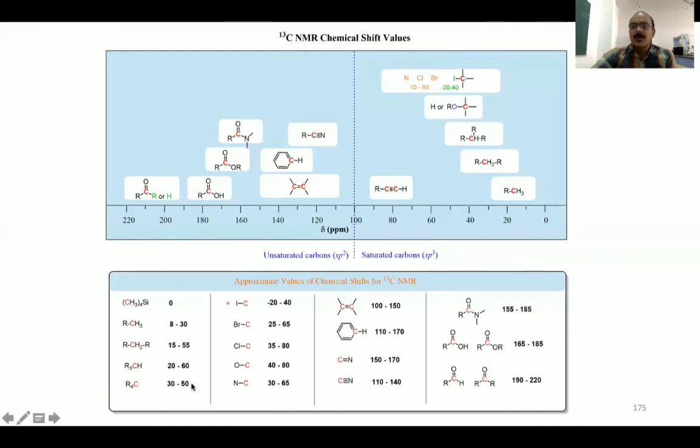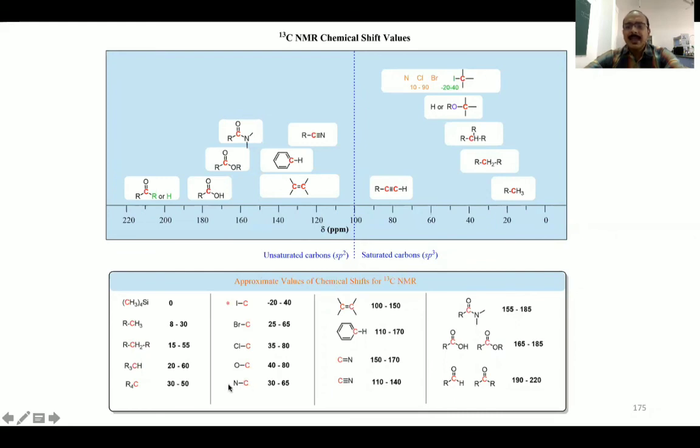Always remember quaternary carbons, how to identify them? Because of the low intensity. If you get a low intense peak, then you can say that it may be around 30 to 50. You can say that it may be due to quaternary carbon. Then if there are any halogens or halides, if it is iodo 20 to 40, if it is bromo 25 to 65, if it is chloro 35 to 80. Then if there is any ether function, then it will be between 40 to 80.